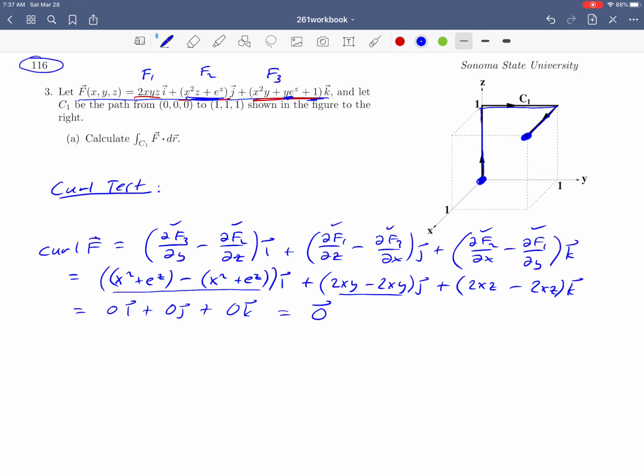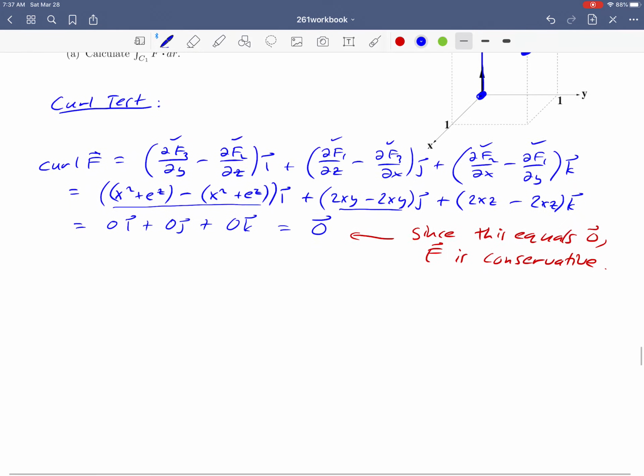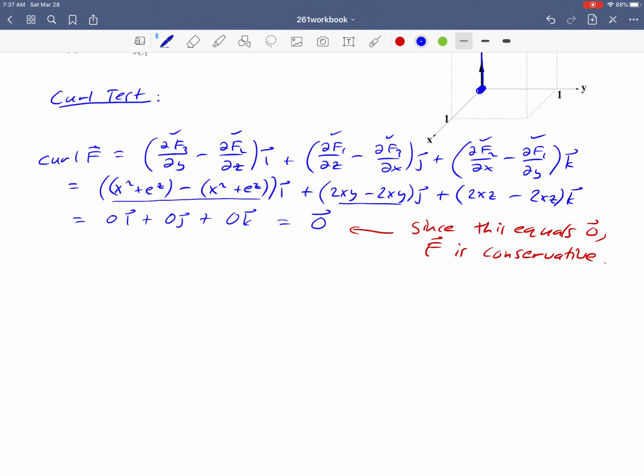And notice that sure enough, exactly what we wanted to happen happens here. We get zeros in all of those components, meaning that our curl vector is 0. And since that's 0, we know that f is a conservative vector field. Okay, f is conservative. Okay, so first hurdle is cleared here.